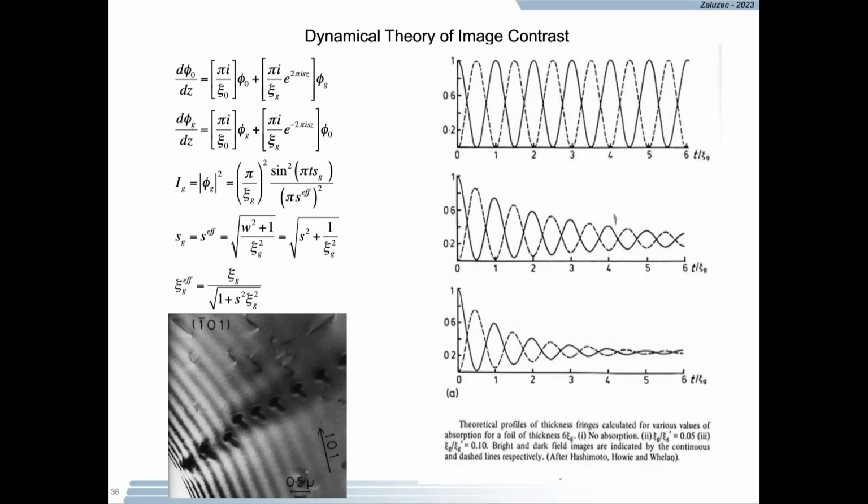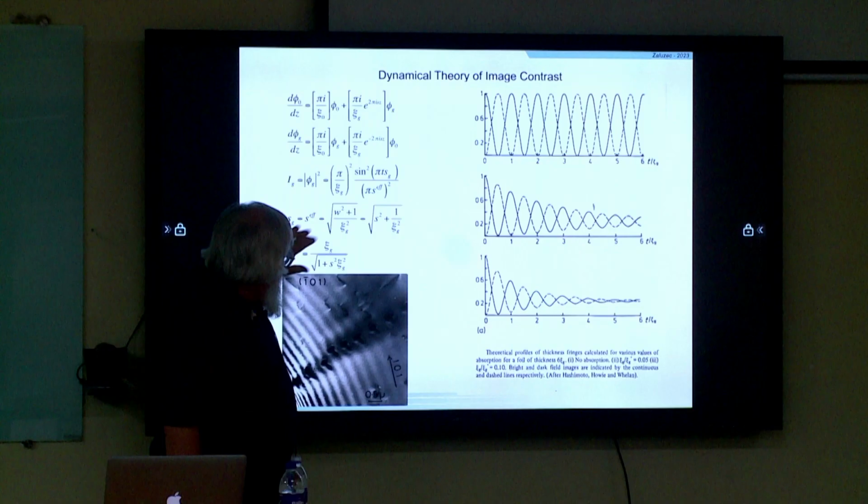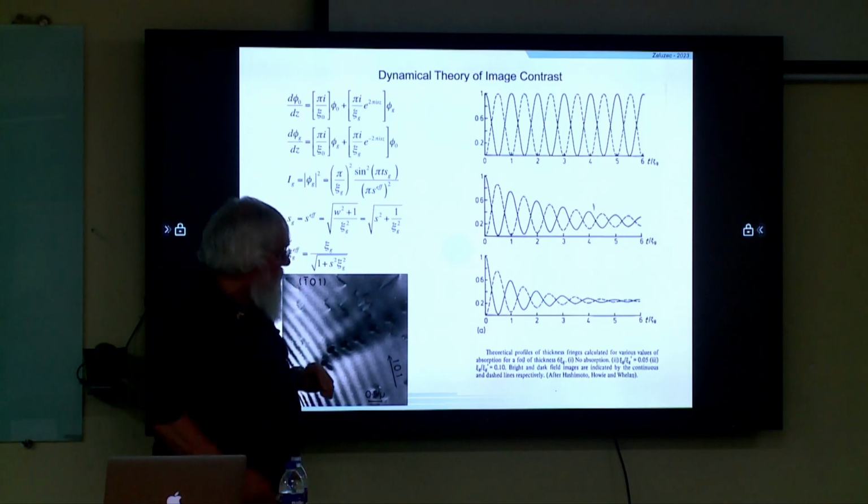And I've already mentioned that these thickness fringes die out. Theoretically, they're uniform with thickness, but in reality, they die out, because the effective S is decreasing. So they oscillate. It's called anomalous absorption.